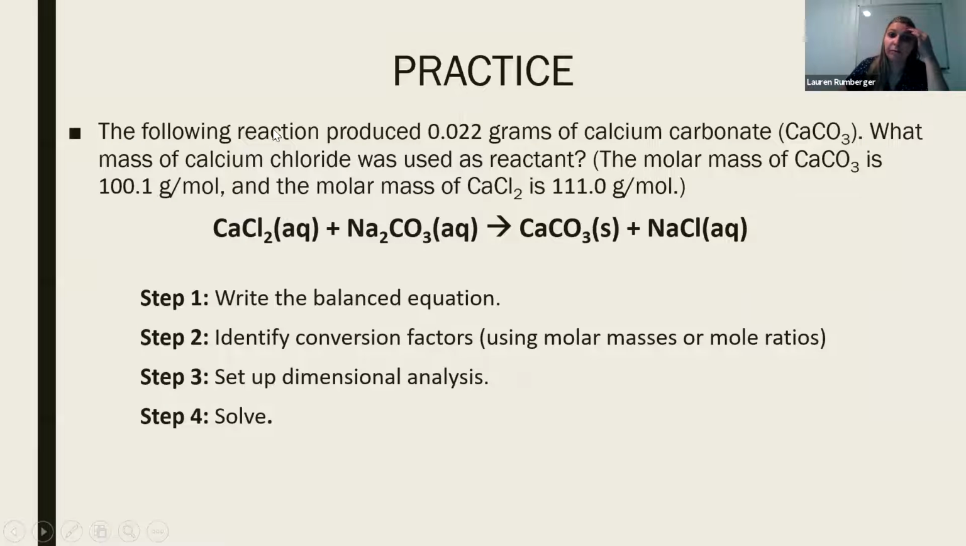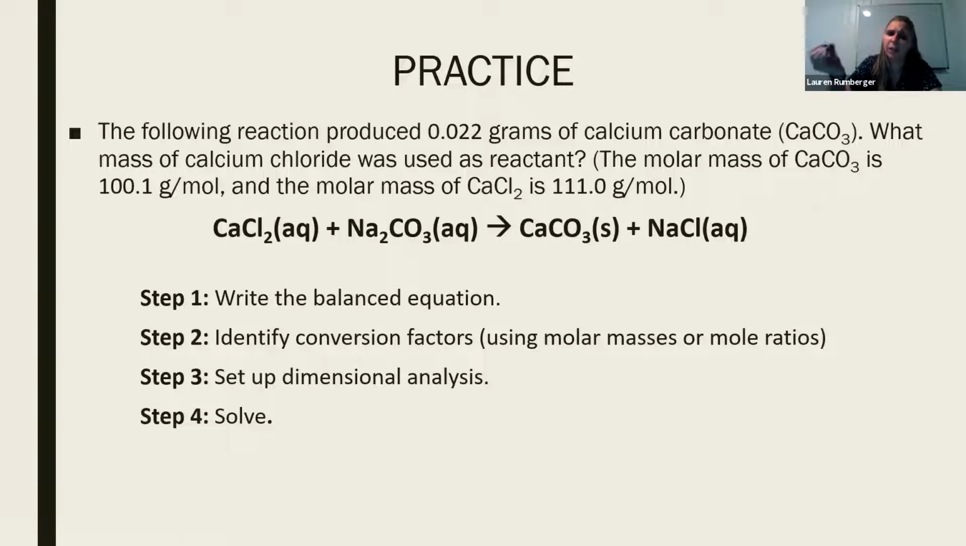Okay. So the following reaction produces 0.022 grams of calcium carbonate. What mass of calcium chloride was used as the reactant? So we want to know how much is needed. So we're doing the opposite. We can still do the same calculations, no matter if we are starting with the amount of reactants or starting with the amount that's produced, okay?